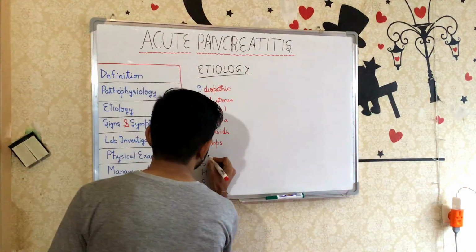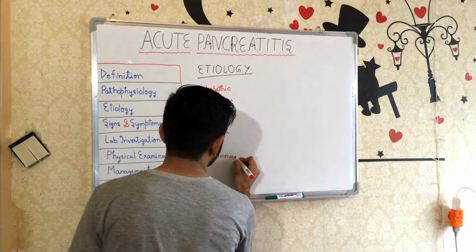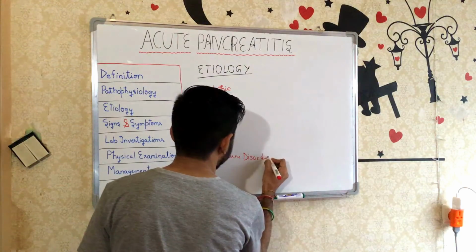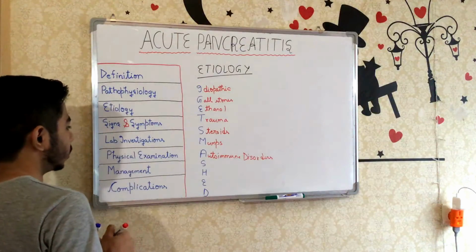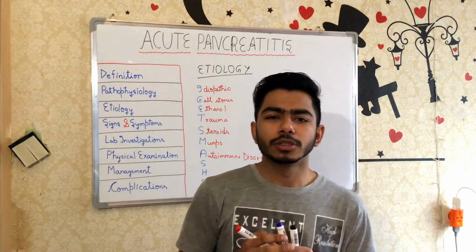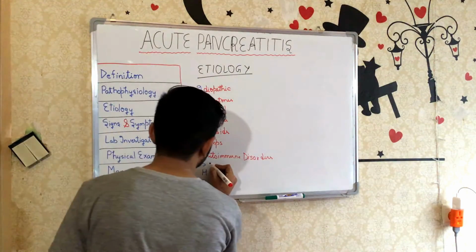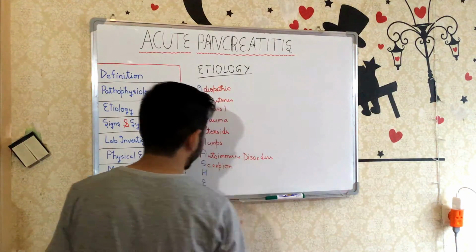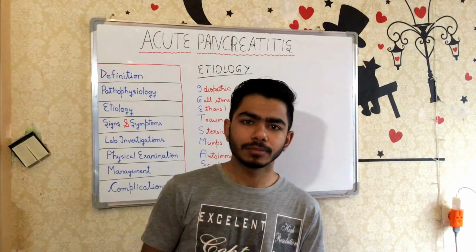A is for autoimmune disorders. Various kinds of autoimmune disorders can also cause the acute pancreatitis. Now, S, some scorpion stings can also cause the acute pancreatitis. The scorpions can also cause the acute pancreatitis.